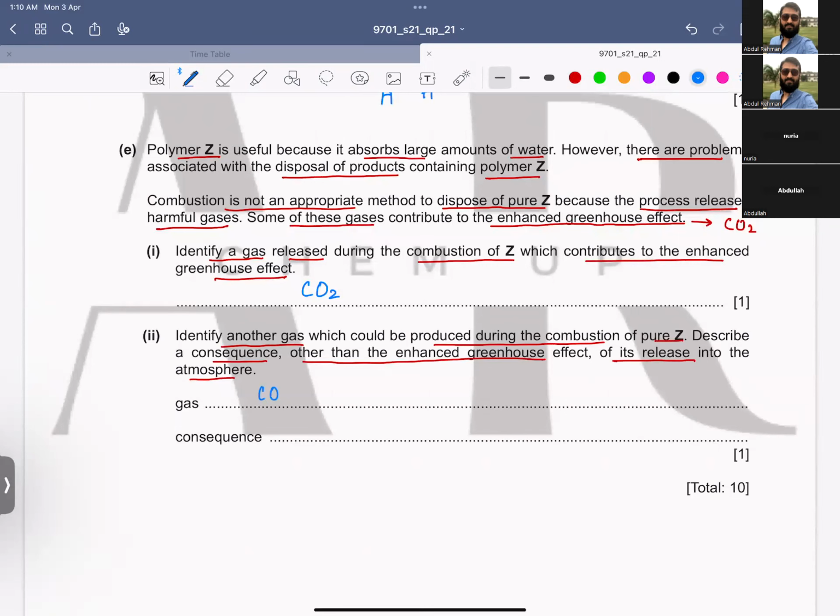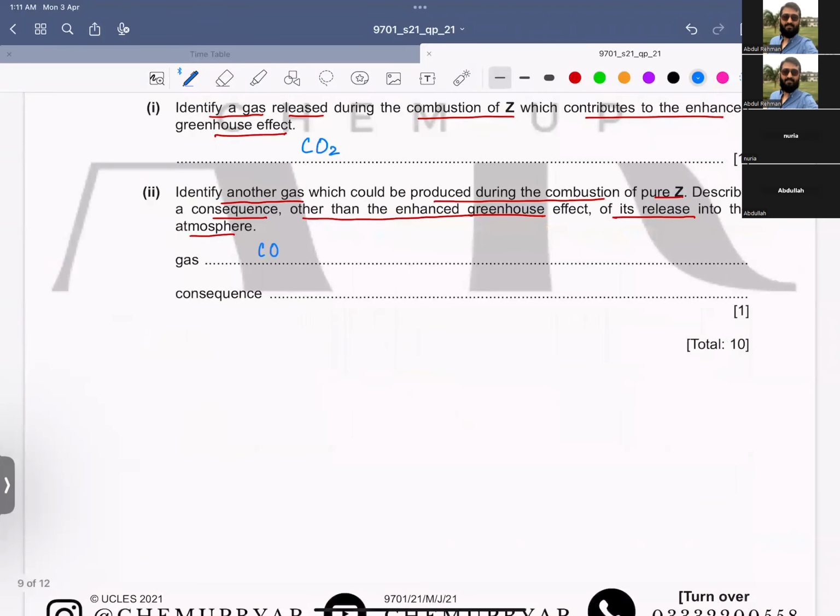Good, Abdullah? Acid rain consequence? No. Carbon monoxide doesn't contribute to acid rain. Carbon monoxide is a toxic gas. It is harmful for health. It's a poisonous gas. So the consequence you can say is that it is a poisonous gas or a toxic gas. Sir, which gases are involved in acid rain? Sulfur dioxide and nitrogen oxides contribute to acid rain.